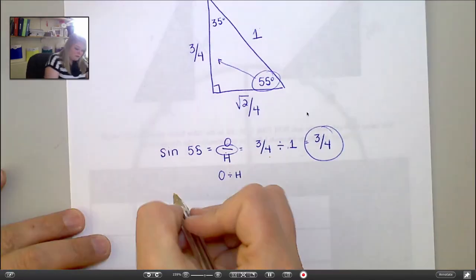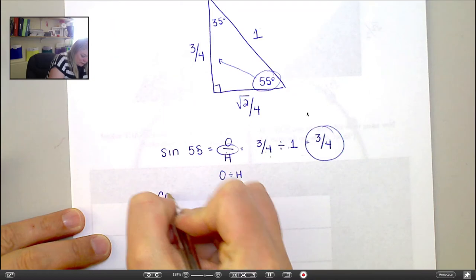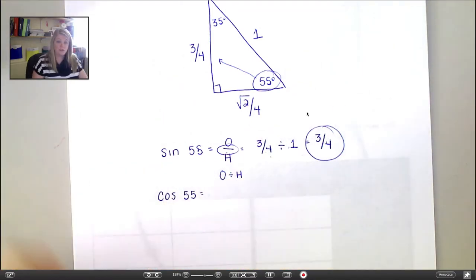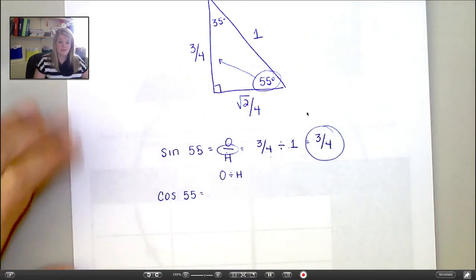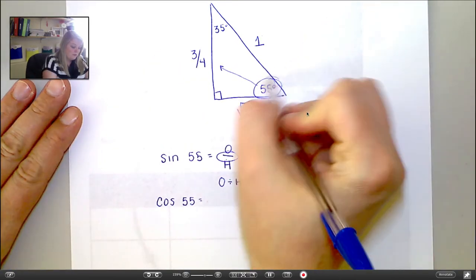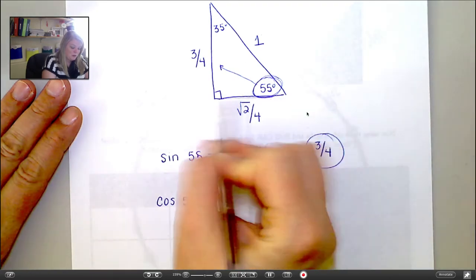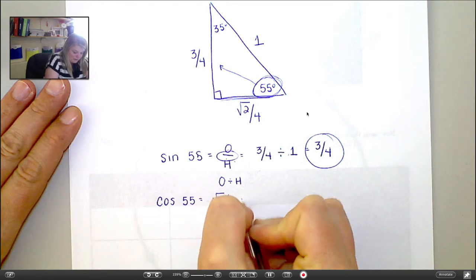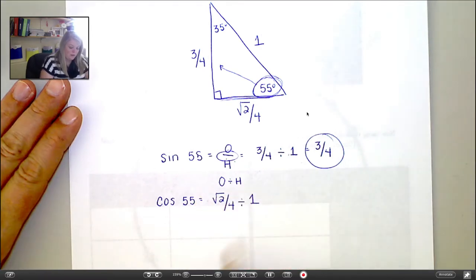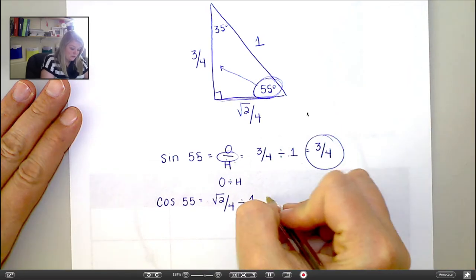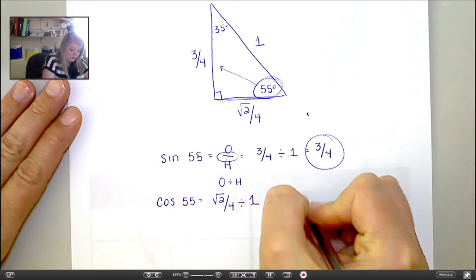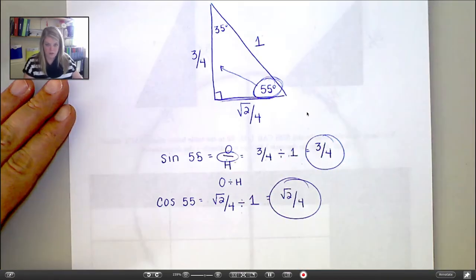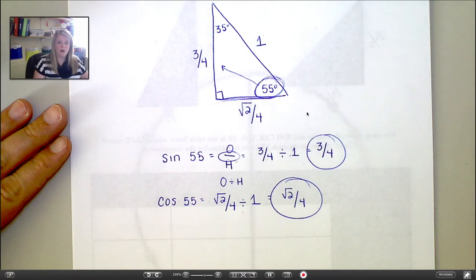Cosine would be very similar. So for cosine 55, cosine is adjacent over hypotenuse, which again means division, so adjacent divided by hypotenuse. From my 55, my adjacent would be this one here, the square root of 2 over 4, divided by hypotenuse, which is 1, and anything divided by 1 is just itself. So this would be square root of 2 over 4 as your answer. So those ones that are divided by 1 are super easy. The ones that are a little tougher are the tangents.